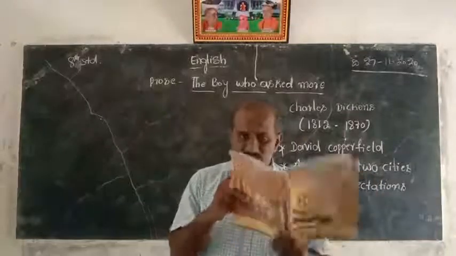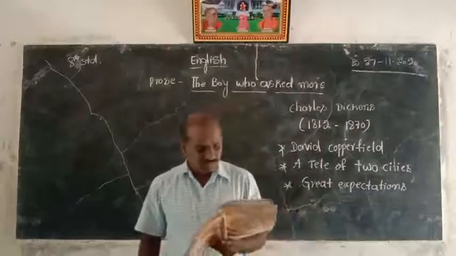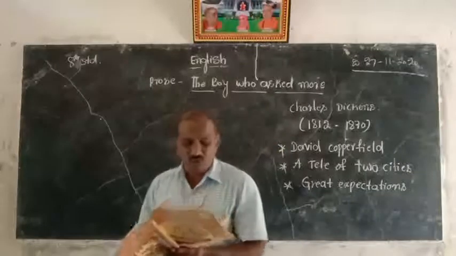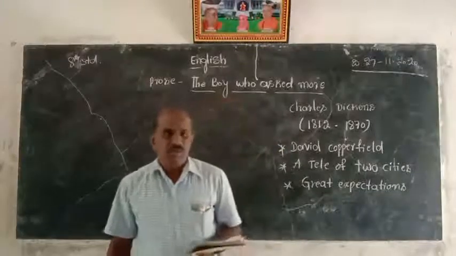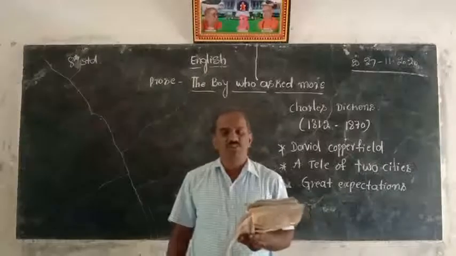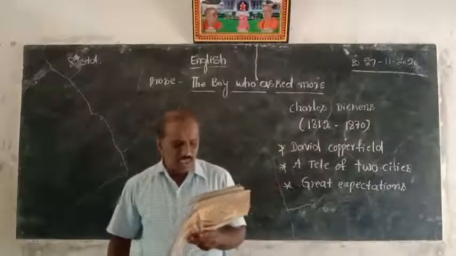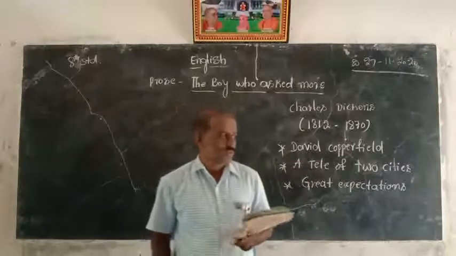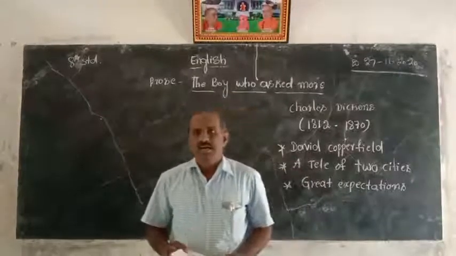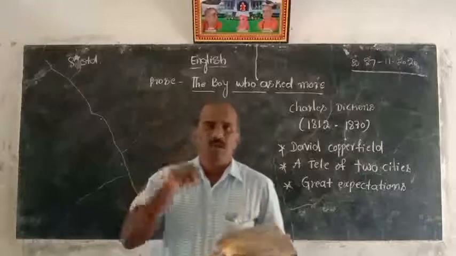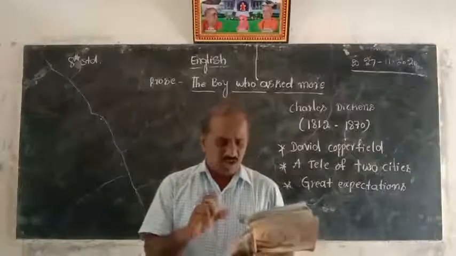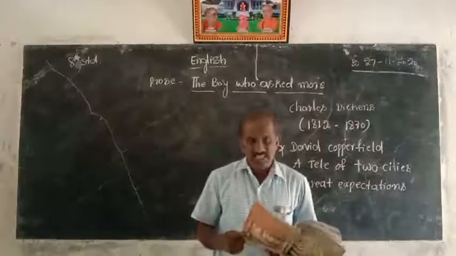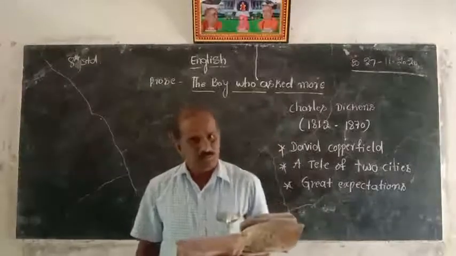So the given extract from Oliver Twist is telling us about Oliver. The main character of this story, how he was forcefully thrown out of the poorhouse. So how he was kicked out from the poorhouse, that is the story of this extract. Okay, this was a short introduction about the author.